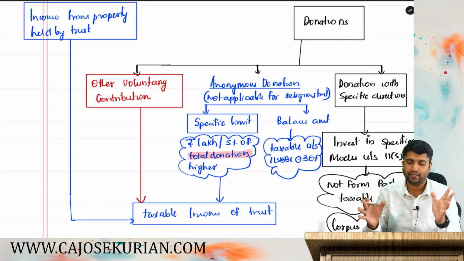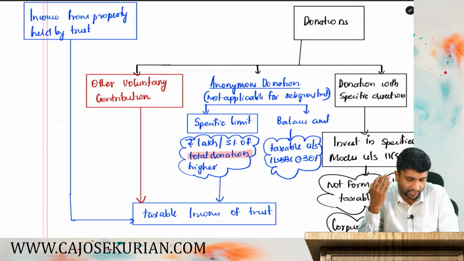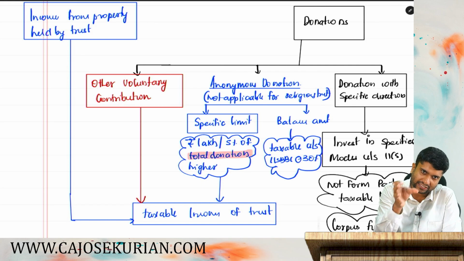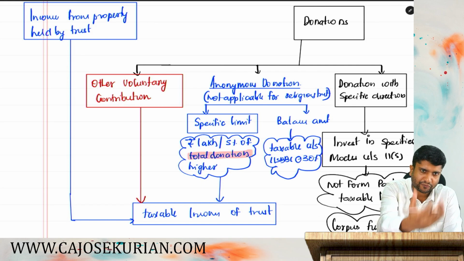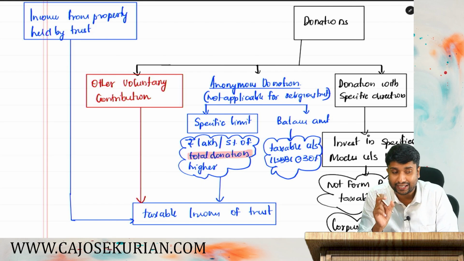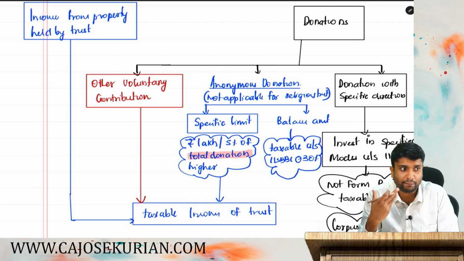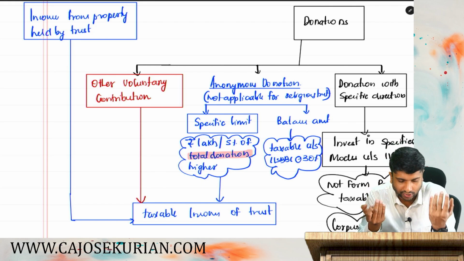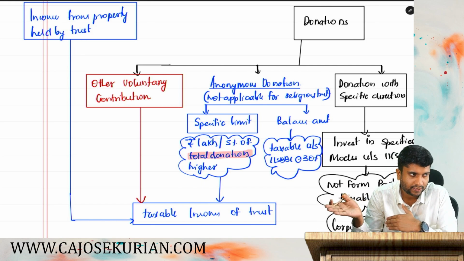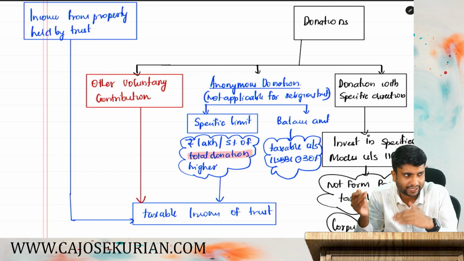Trust have two main sources of income: income from property held by the trust and donations. Income from property held by the trust means whatever assets that they own, the income from that respective asset is said to be what? Income from property held by trust. Property here doesn't mean land and building alone. It means all types of assets that you own. If you're getting any income from these assets, this has to be assessed under what? Assessed as a normal taxable income of the trust.